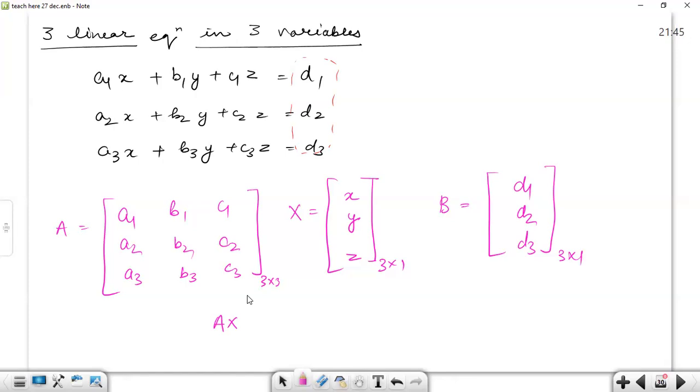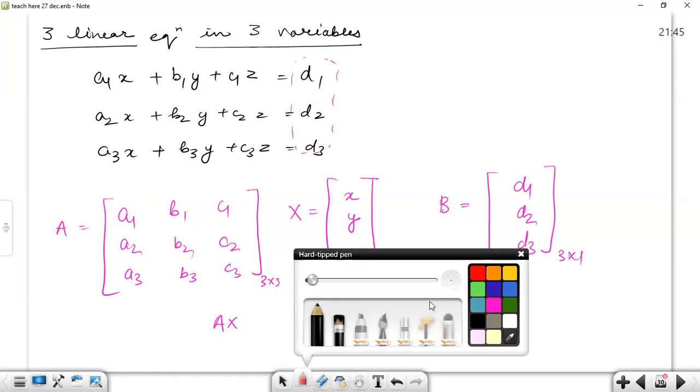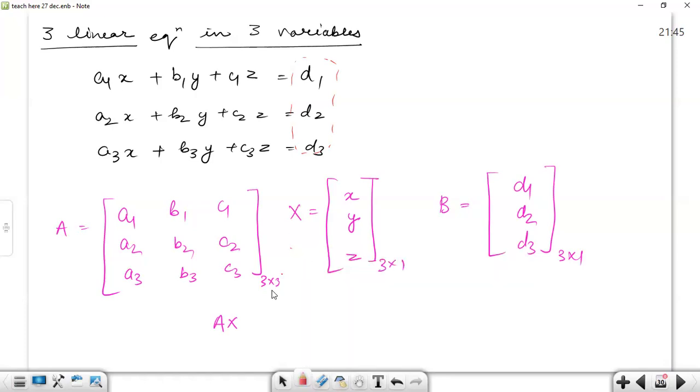It's simple, yaar. Just have to find the order. 3 and 3 are the same, so they are okay to get multiplied. What is remaining? 3 and 1. So its order will be 3 cross 1. As simple as that.